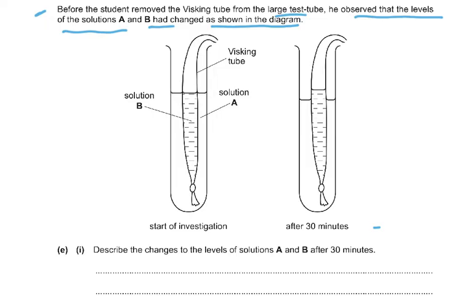Now, naturally, what has happened? The level of volume in Visking tubing B went up. This has gone up, you can see here. So B has gone up, and the level of volume in large test tube A went down. So you can see A went down here. This has gone down in A.